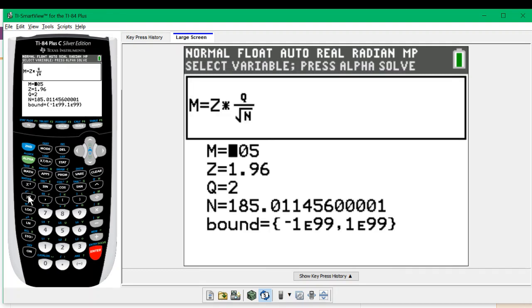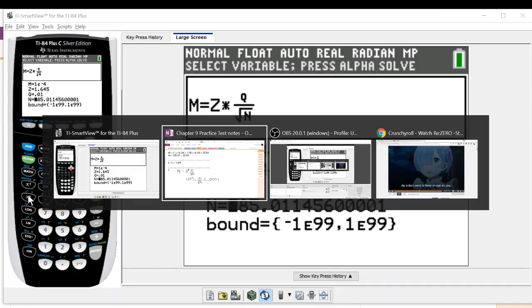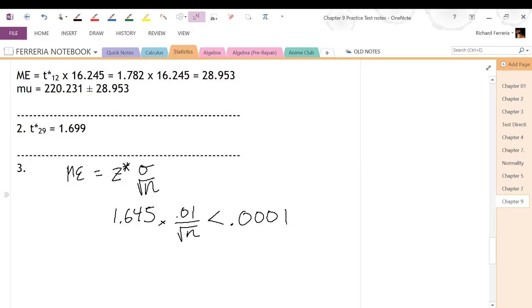Okay, so we want the margin of error to be 0.0001. Z, we said that was 1.645. Sigma is 0.01. And so now we just have to solve for n. Remember the trick here, two tricks. First thing is make sure that you have a sensible guess for n. Wait, isn't Z not that? Because it's 0.95. Oh, so it's 1.96, right? Yeah. My bad.